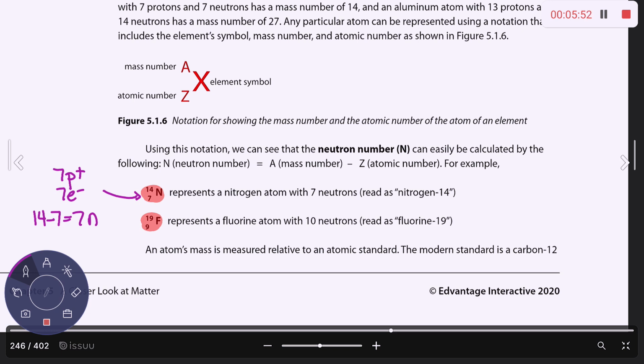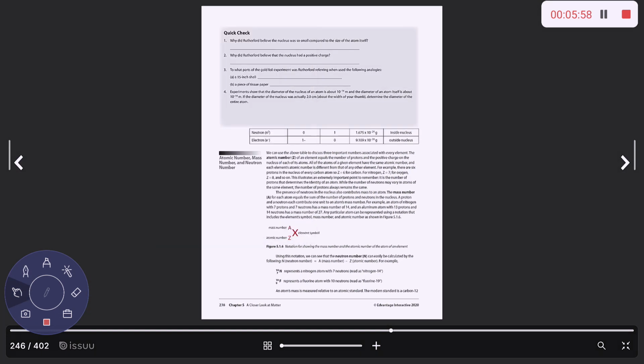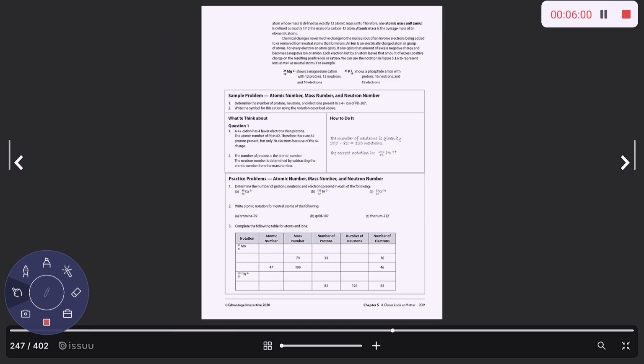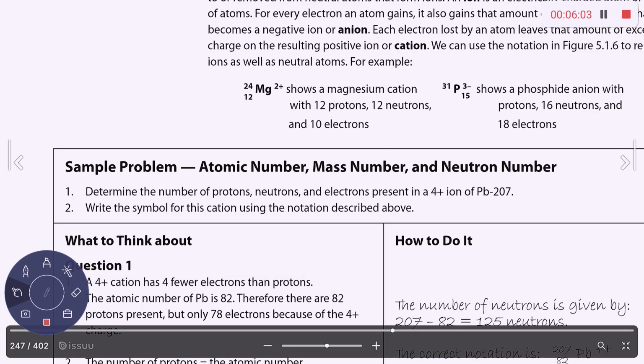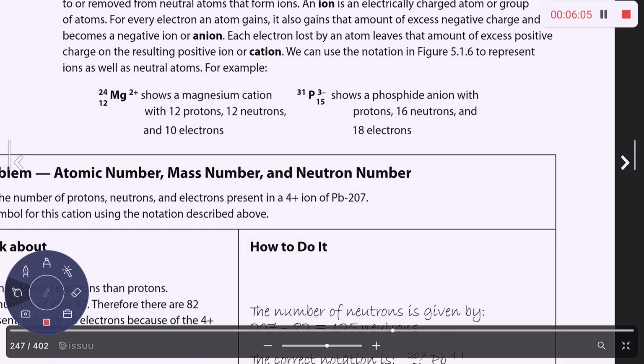At the top of the next page, they give us some ions. You know they're ions because they have charges in the upper right-hand corner, okay? The anion has a negative charge, the cation has a positive charge. So let's look at the cation here.